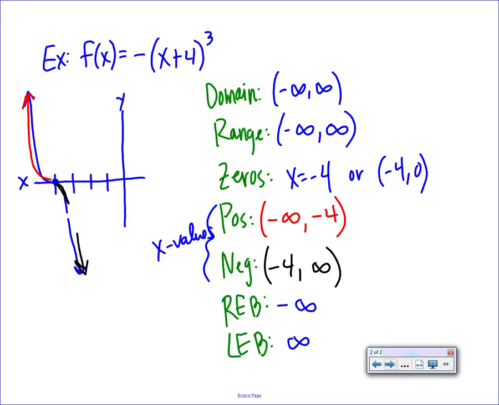Martine, question? Okay, so the parabola, the U-shaped, always has the same end behaviors because it's either opening up or opening down, right? The ends are the same, okay?